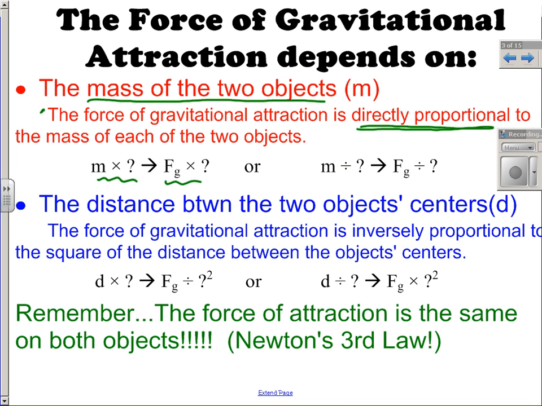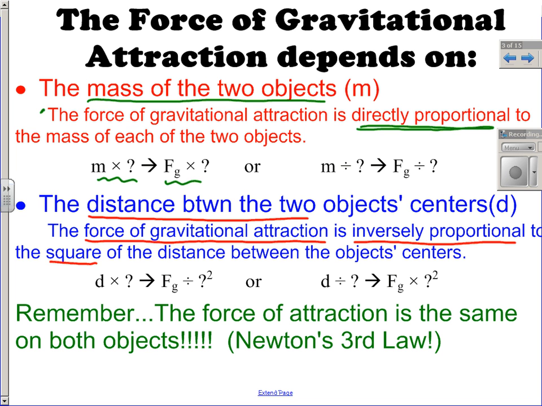So, for example, well, I'm getting ahead of myself. Okay, so there you go. The mass is directly proportional to the force of gravity. Okay? He also realized that the distance was important. Okay? And that relationship turned out to be a little bit more complicated. But it turns out that the distance between the two objects' centers was important. And the force of gravitational attraction between the two objects is inversely proportional to the distance squared.